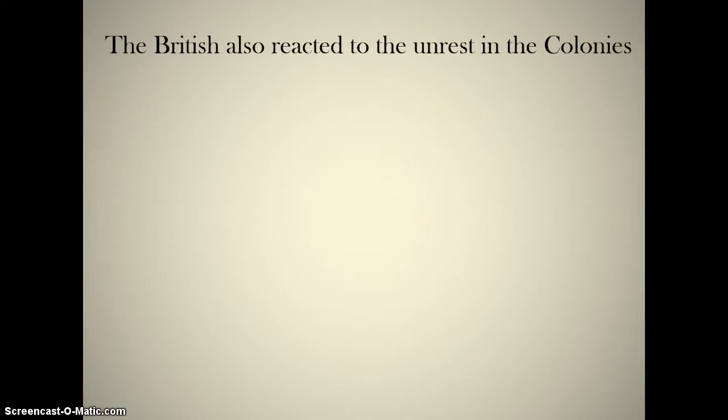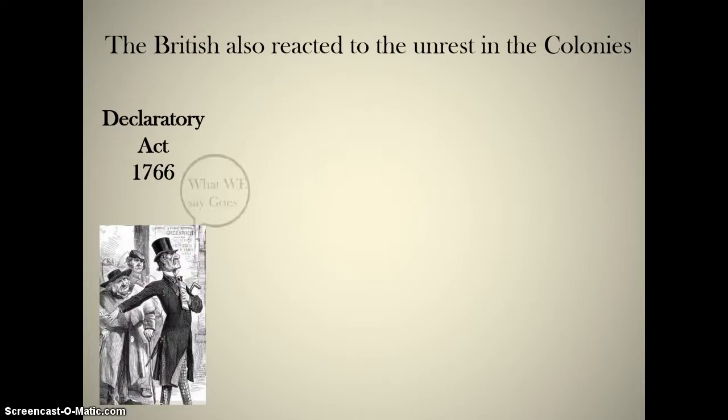The British didn't stand by and take this. They also reacted to the unrest that was going on in the colonies. In 1766, they quickly passed the Declaratory Act, saying that basically whatever we say goes. We can pass any act, any law, according to our wishes, because they are our colonies.